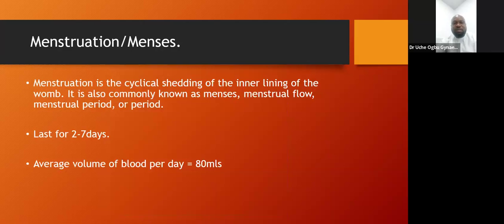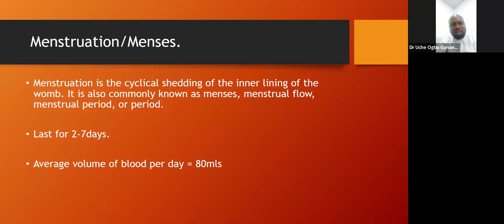Okay, so let's define menstruation. It's commonly referred to as menses, menstrual period, or menstrual flow. They are all the same thing. It's defined as the cyclical shedding of the inner lining of the womb. Remember the keyword, it must be cyclical. That means it should have a pattern.